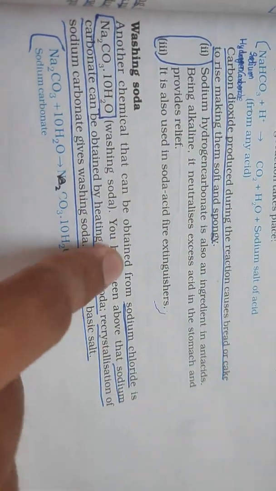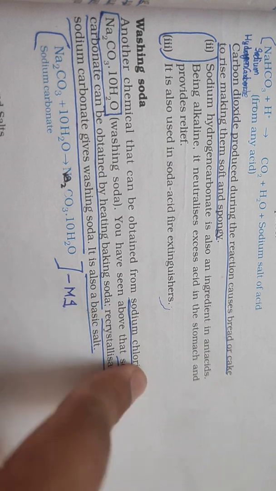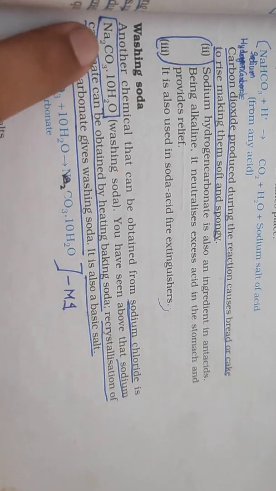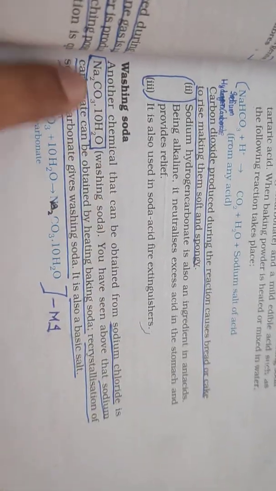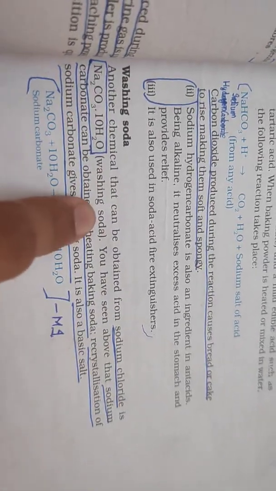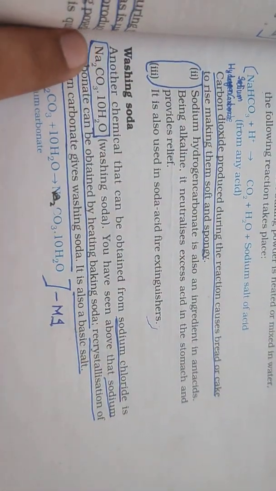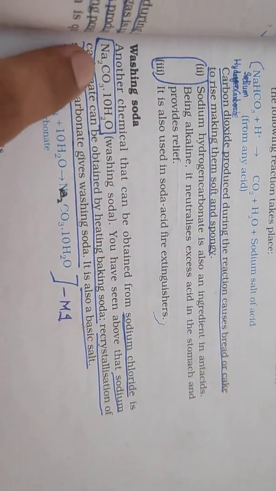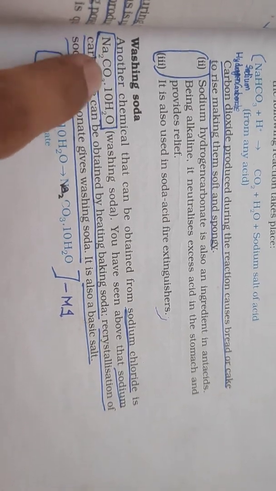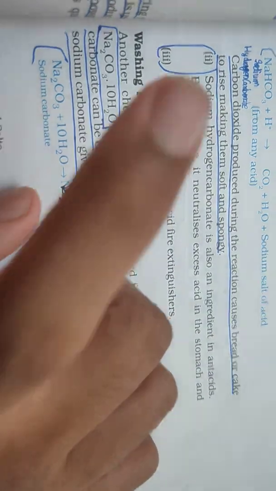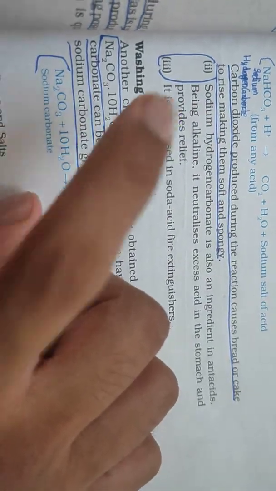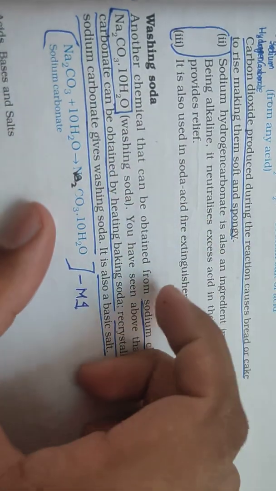product. Another chemical that can be obtained from sodium chloride, that is your NaCl common salt, is Na2CO3.10H2O. Now this is not at all difficult and not at all complex. It's very easy to remember. Sodium carbonate. We already know this is sodium carbonate. Na2 means sodium, CO3 means carbonate. And what is this? This is H2O. H2O is nothing but water. Why is 10 here? Because it gives 10 times the amount of water, 10 times the water molecules.